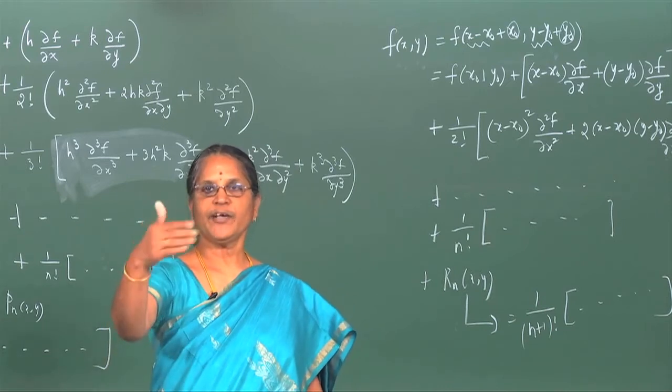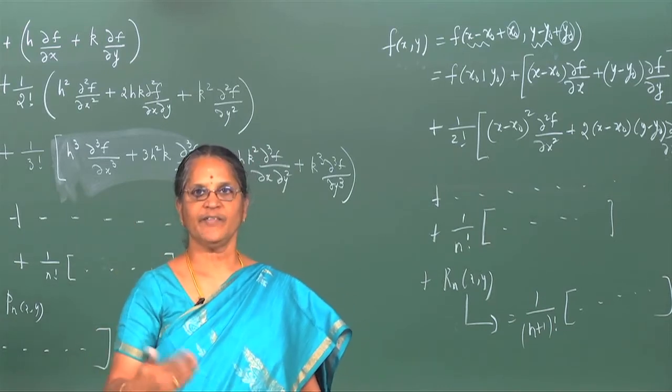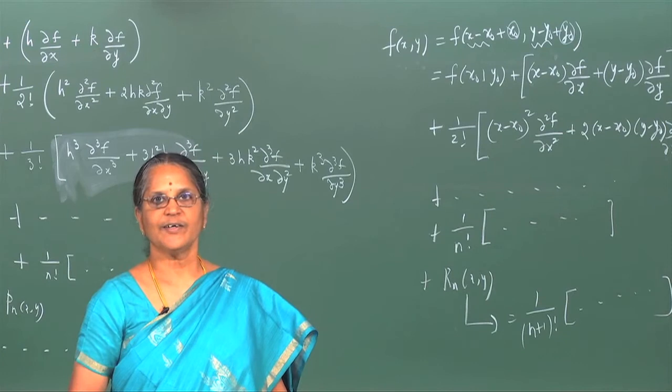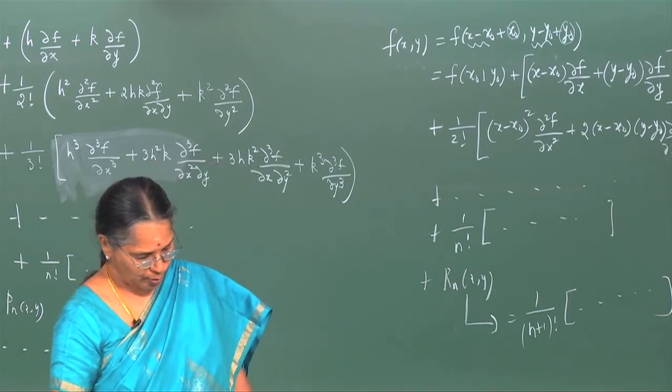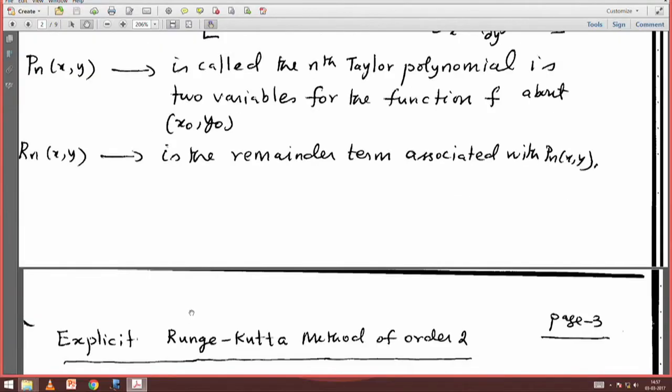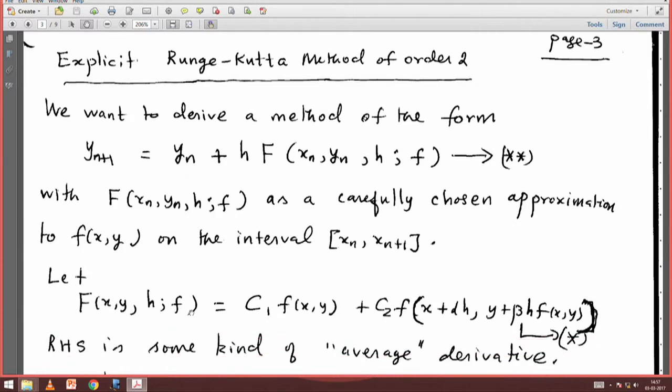So, we will make use of this in deriving Runge-Kutta methods of appropriate orders. So, let us now move on to the derivation of this method. First of all we shall derive the Runge-Kutta method of order 2. I will explain why we call this a method of order 2 later on when we complete our derivation. It is an explicit method.